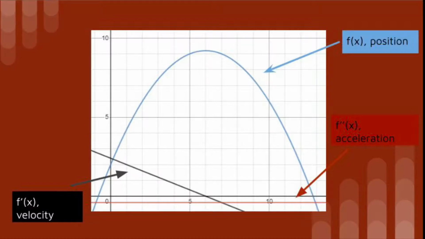Furthermore, we can see where the basketball is speeding up or slowing down. To speed up, the velocity and acceleration must have the same sign: positive, positive, or negative, negative. To slow down, the acceleration and velocity must be different signs: positive, negative, or negative, positive. The velocity and acceleration are constantly negative, so the basketball is constantly speeding up.